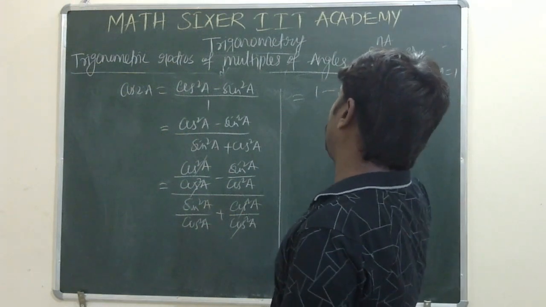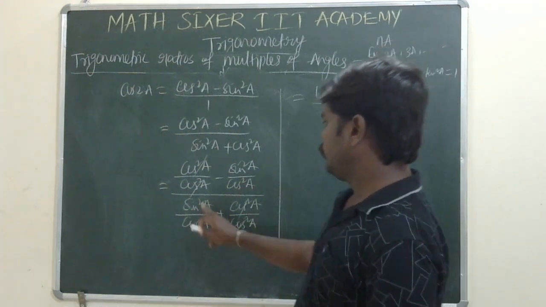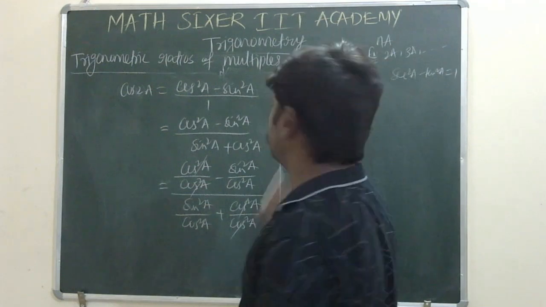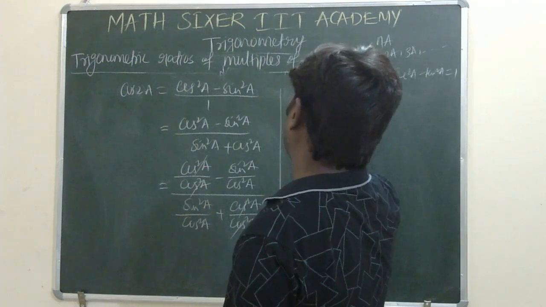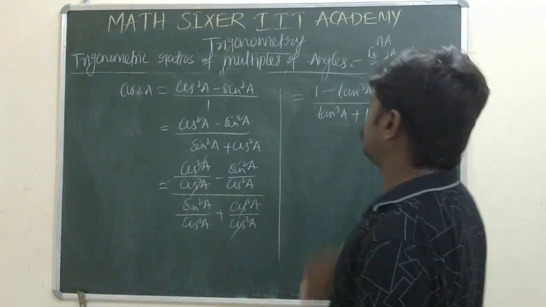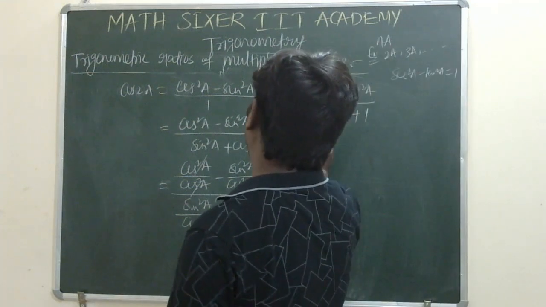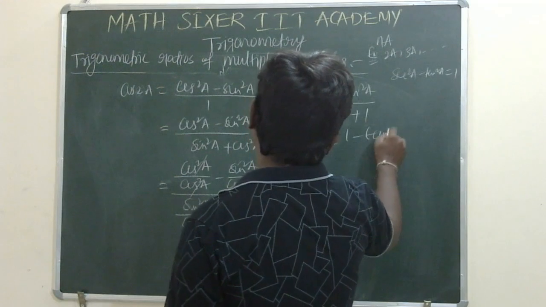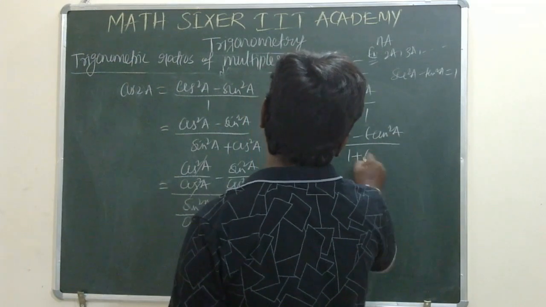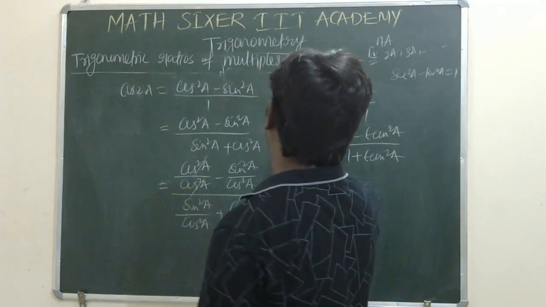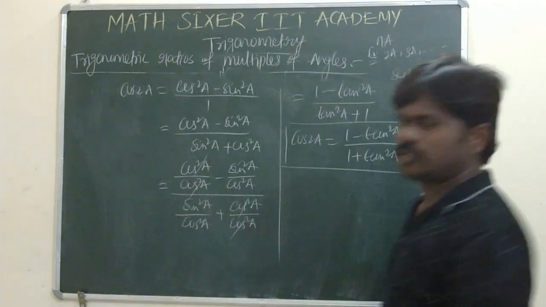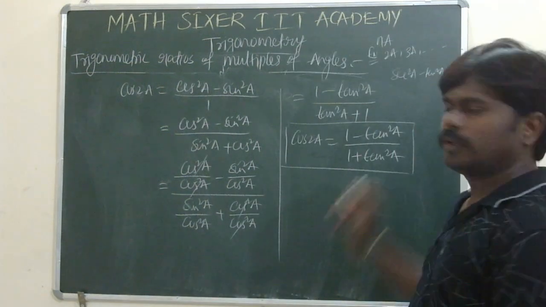So 1 minus tan square a, divided by sin square a by cos square a which becomes tan square a, plus 1. So 1 minus tan square a by 1 plus tan square a is the cos 2a value. This is the expression of cos 2a in terms of only tan.